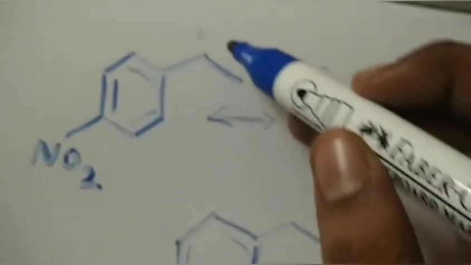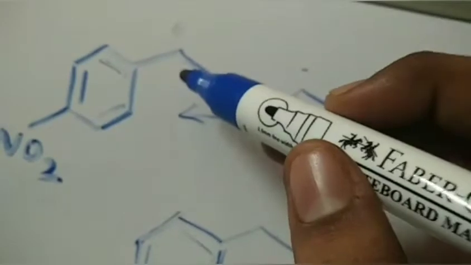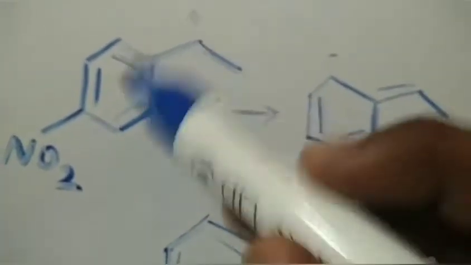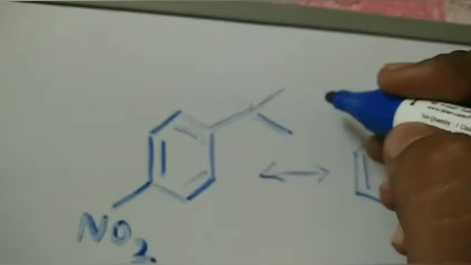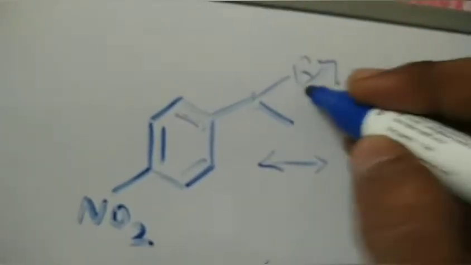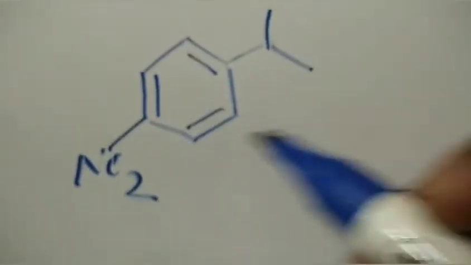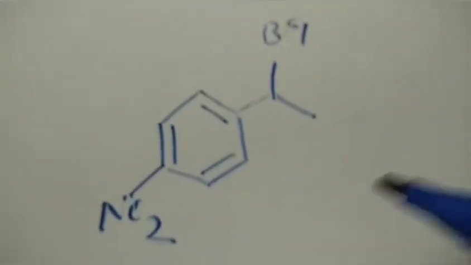Because of this, when we brominate it, the free radical is mainly formed here, so the bromine will attach here. That is the answer to the question. Bromine will attach here. I'll write it clearly once again. So this is the structure formed. This is the final answer.